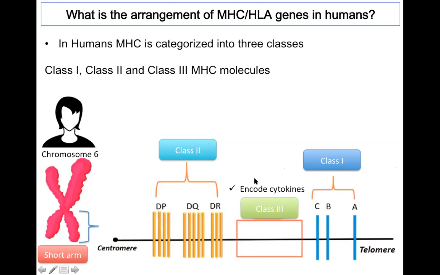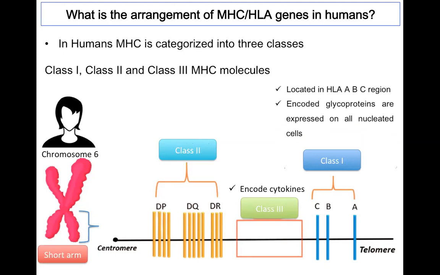Let's look at more features of class 1. We already mentioned they are located in the HLA A, B, C region. They encode glycoproteins that are expressed on all nucleated cells. The important point to memorize here is that class 1 MHC molecules are found on nucleated cells. It means they are not present on non-nucleated cells.